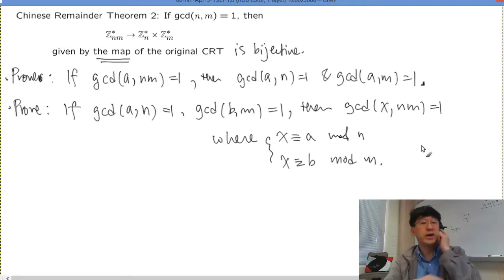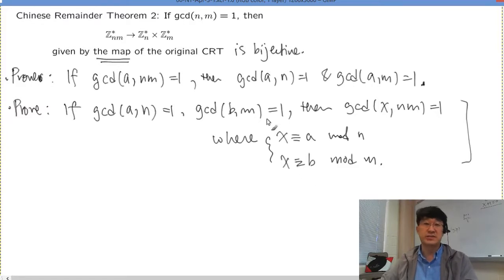All right, I want you to look at the statement, not thinking about proving it. What is it establishing in here? I choose a random number a in here that is relatively prime to n, so I'm looking at one class in here, this one. A random number b is relatively prime to m, so I'm looking at this one in here, right? And then I'm trying to show that x is relatively prime to n times m, where x is a solution to this Chinese remainder theorem problem.